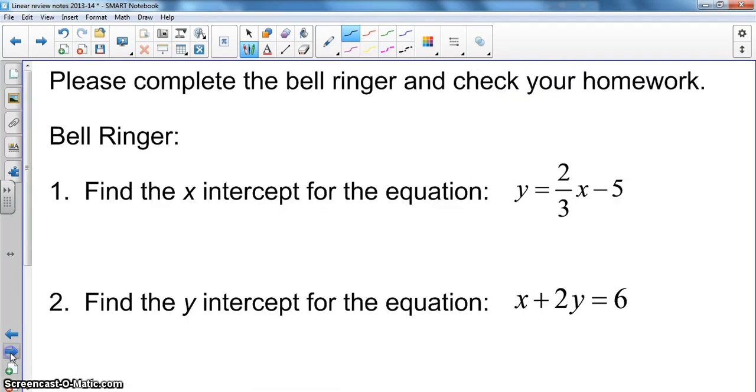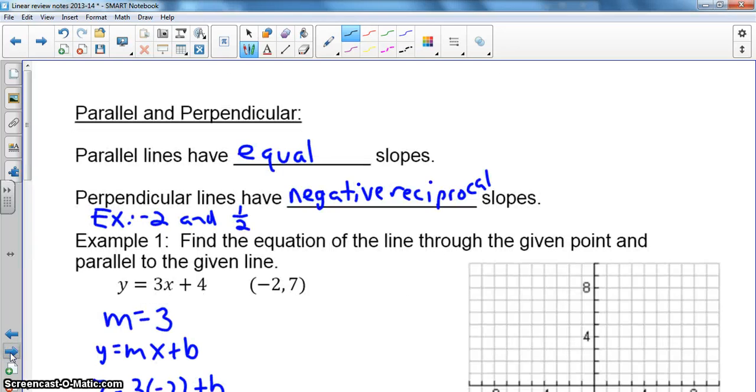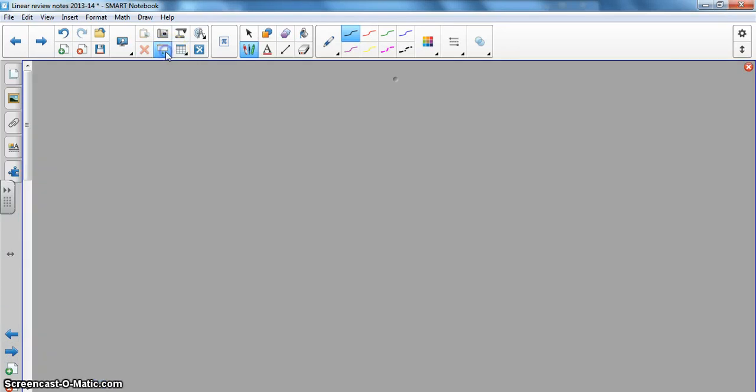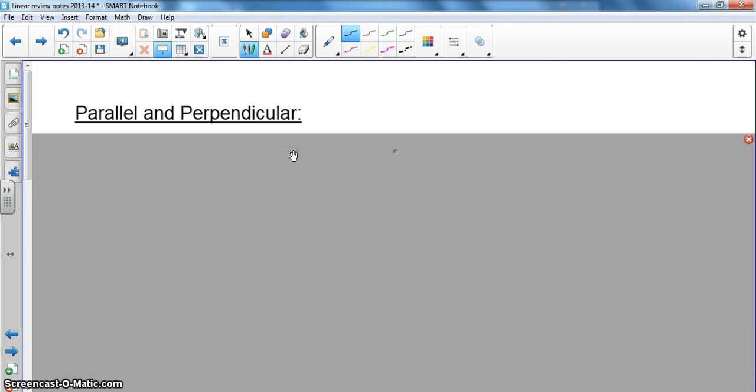Okay, we're on to page 4, and that's parallel and perpendicular. And this is where a lot of people had trouble in the pre-assessment. So before you may have been okay, now this is where you want to really pay attention.